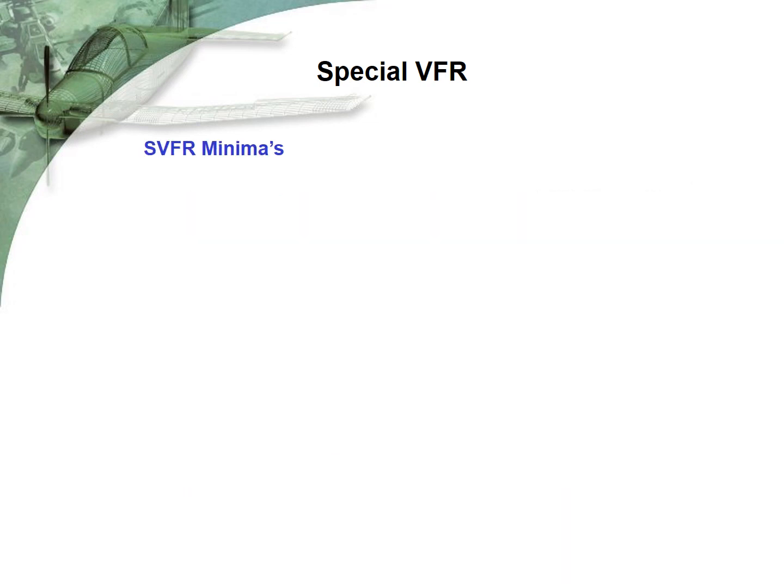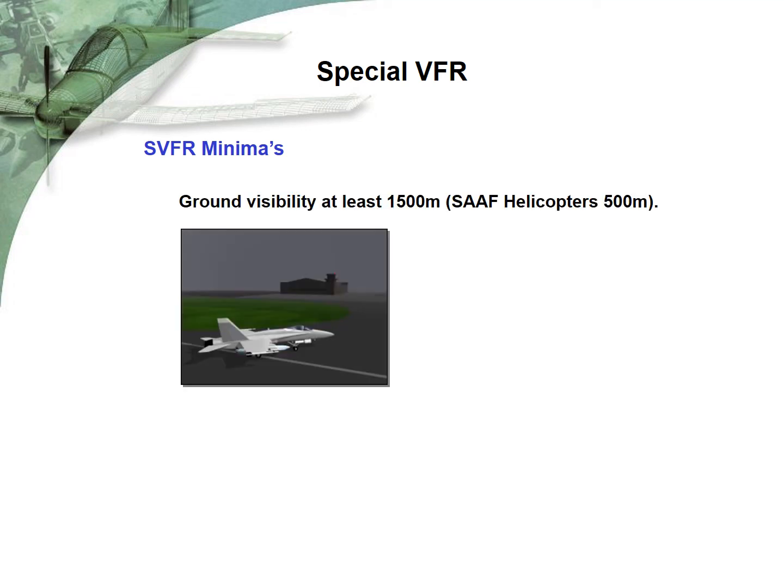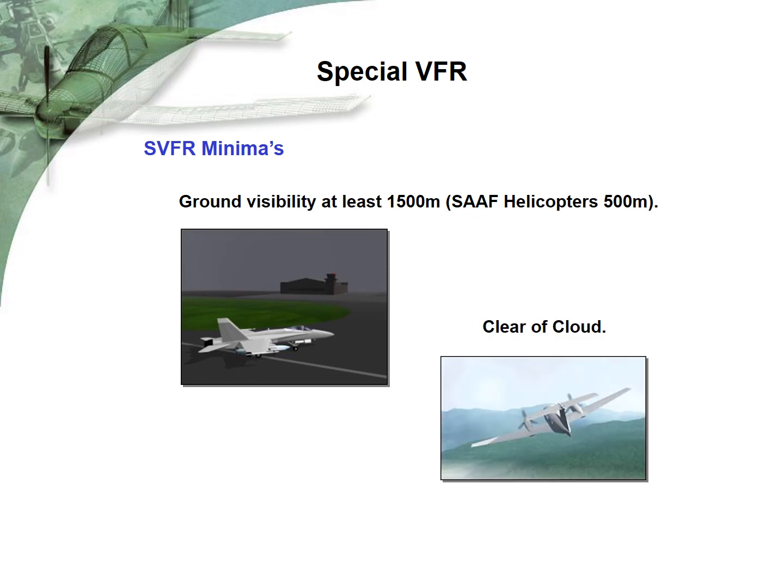Now we go onto the special VFR minimas. For the special VFR minimas, ground visibility has to be at least 1,500 meters, and for helicopters it has to be 500 meters. We have to be clear of clouds so that we have contact with the ground and are able to see, and also to increase the visibility of the pilot. And number three, the ground has to be in sight all the time when doing special VFR.